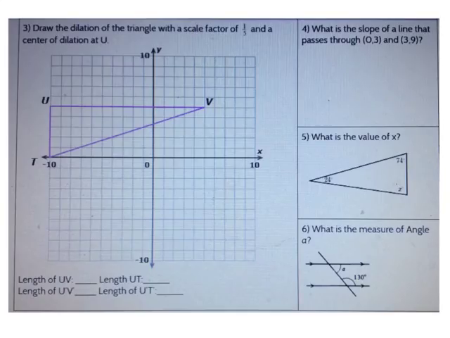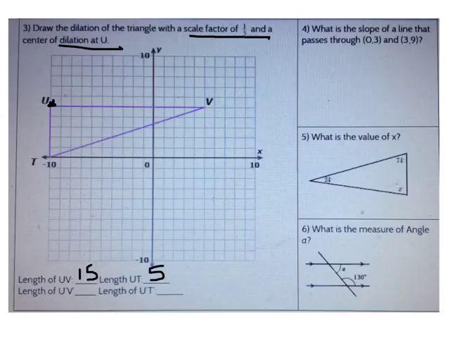Now let's do another. Draw the dilation of the triangle with a scale factor of 1/5 and a center of dilation at U. So U is going to stay the same, and the other side lengths are going to be reduced by a scale factor of 1/5. So let's find the lengths of the original sides. What's the length of UV? It's 15.